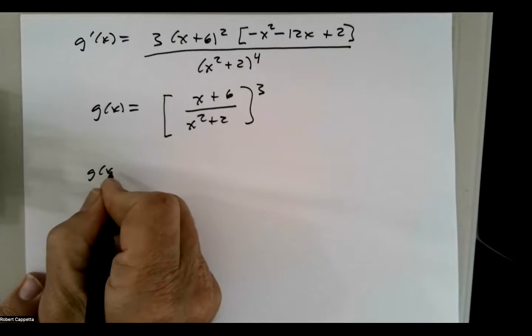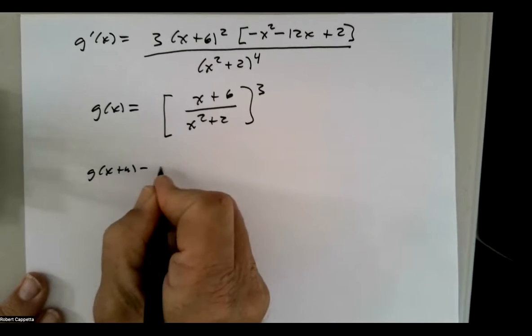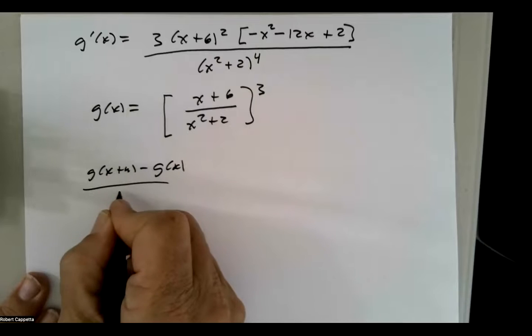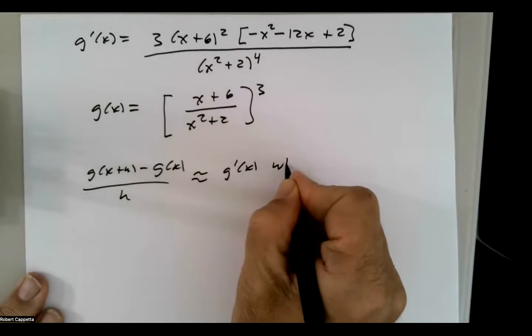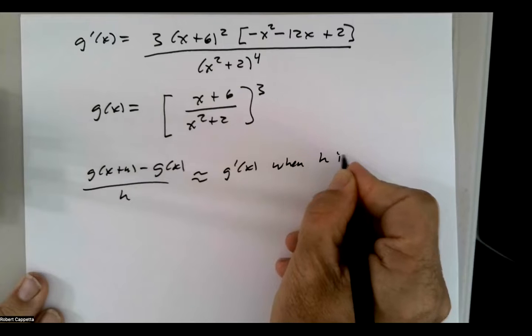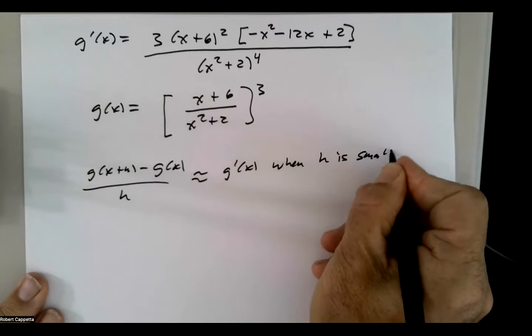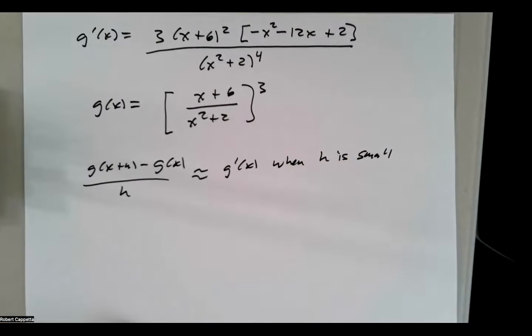g of x plus h minus g of x over h is approximately equal to g prime of x when h is small and the function is differentiable. So I'm going to use an h of 0.001. That's my preferred way to do this, to go ahead and check my work as we're going along here. So let us do that.